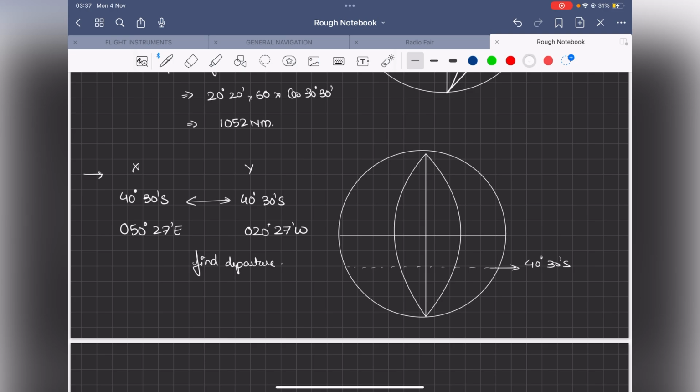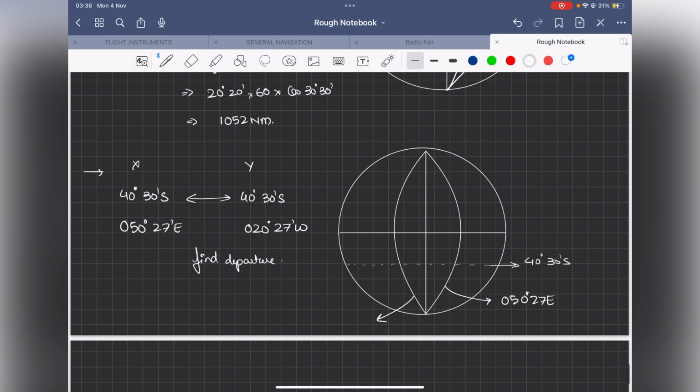What are we told? One of them is on 050 degrees 27 east. So this one is 050 degrees 27 east, and this one is 020 degrees 27 west. Now, I am asked what is the angular difference between them? What is this angle now? What can I do? I just have to add this angle along with this angle.